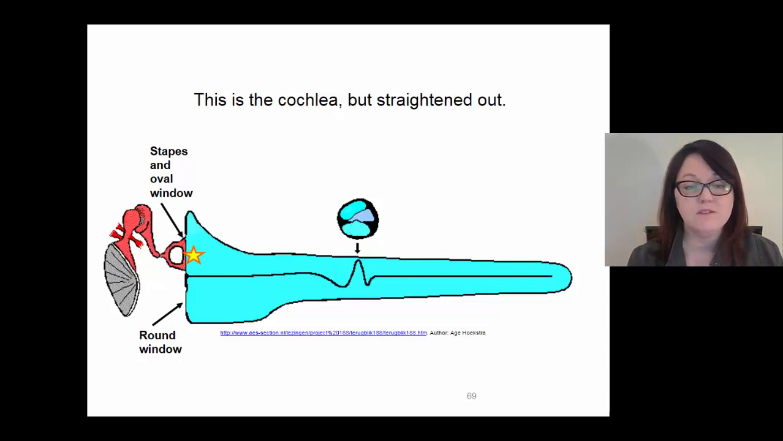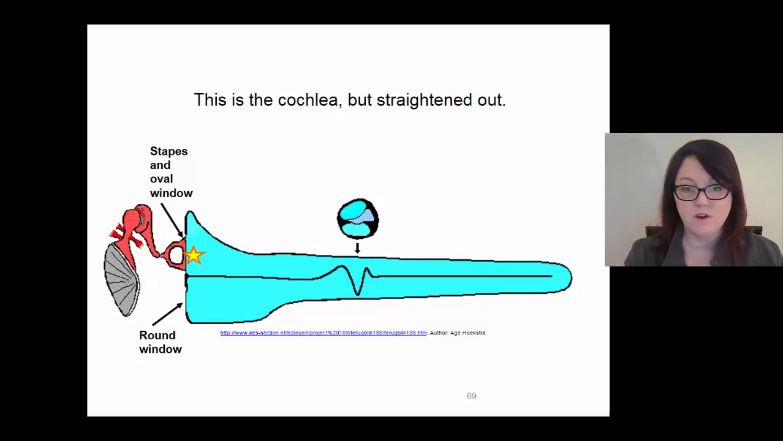So in this picture, we can see the cochlea, but it's been straightened out. Normally it's in that spiral shape. We've straightened it out, right? And we can see how the tympanic membrane is causing the auditory ossicles to vibrate. And then we can see how, as the stapes vibrates, it's pushing on the fluid in the scala vestibuli, that upper chamber of the cochlea. And eventually that vibration goes down through the cochlear duct and into the scala tympani, causing the basilar membrane to vibrate. So that middle line there inside the cochlea, that's representing our basilar membrane.